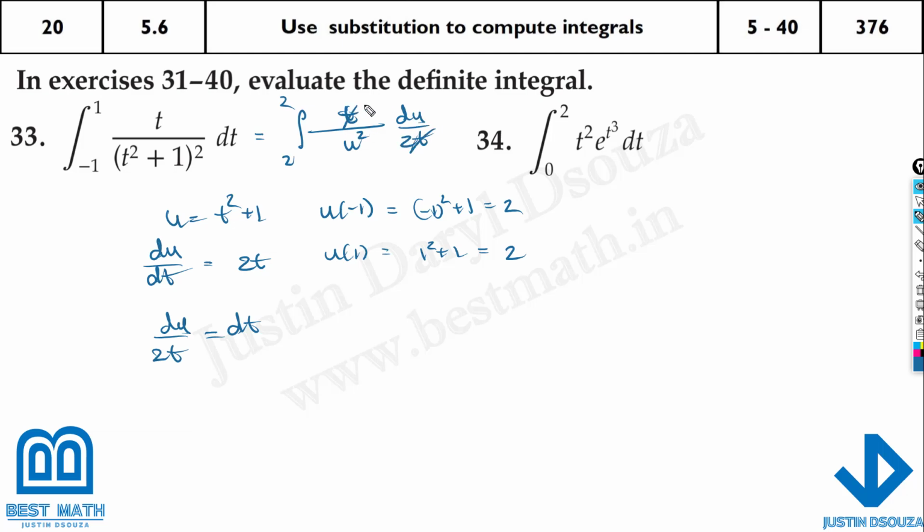So this t and t cancels off. So I'll just write it over here. What is remaining with you is integral 2 to 2, and you have only 1 by u squared du. When you solve this, this 2 comes up. It will be minus 3, minus 2.